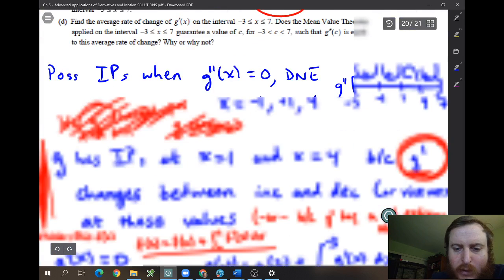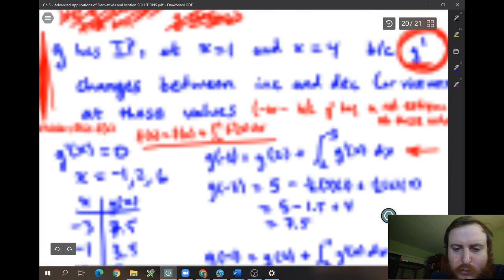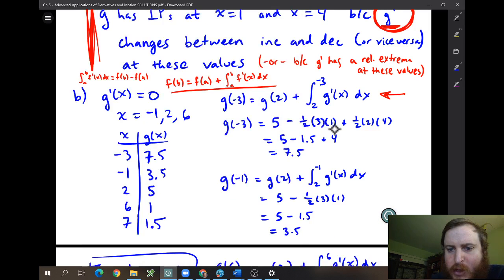So we're going to do that. 5 minus 1/2 times 3 times 1 plus 1/2 times 2 times 4. You simplify, you get 7.5, or you could say 15/2. Then we'll do it for g of -1.